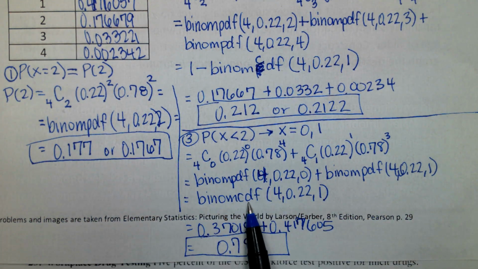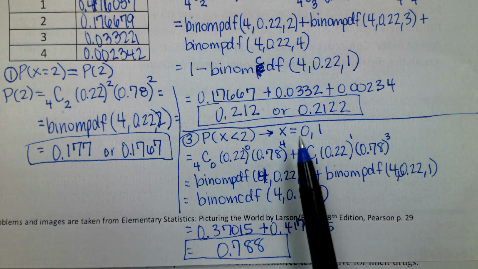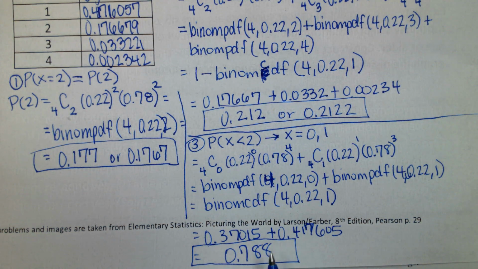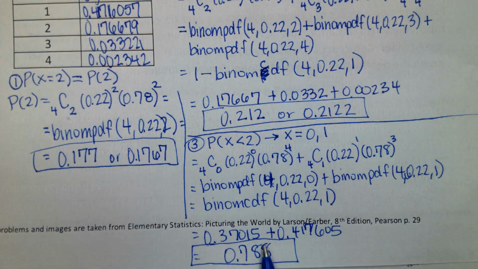Binomial CDF, because we're starting at 0, we don't need a 1 minus. So it's just 0 and 1. And then for those who use a chart, just add those two numbers together, round to the nearest thousandth, and we all should have gotten 0.788.